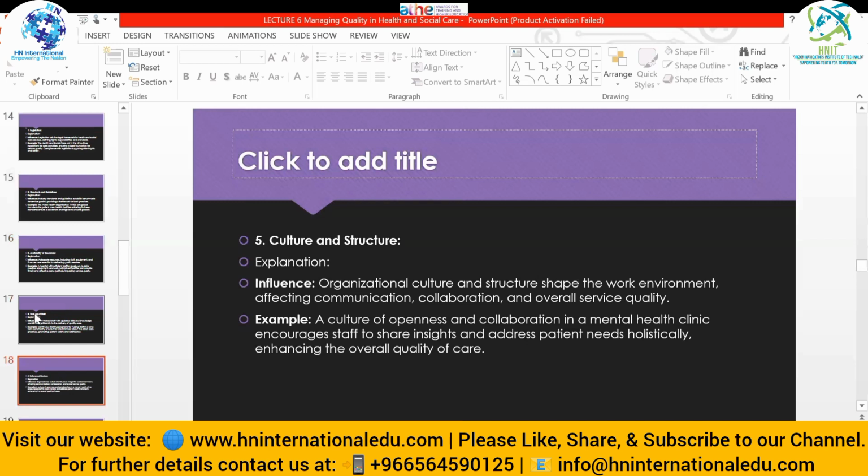Culture and structure. Organizational culture and structure shape the work environment, affecting communication, collaboration, and overall service quality. For example, a culture of openness and collaboration in a mental health clinic encourages staff to share insights and address patient needs holistically, enhancing the overall quality of care. If there is a very nice relationship between the doctors, nurses, patients, and the outpatients as well, then everything is going to be in harmony.